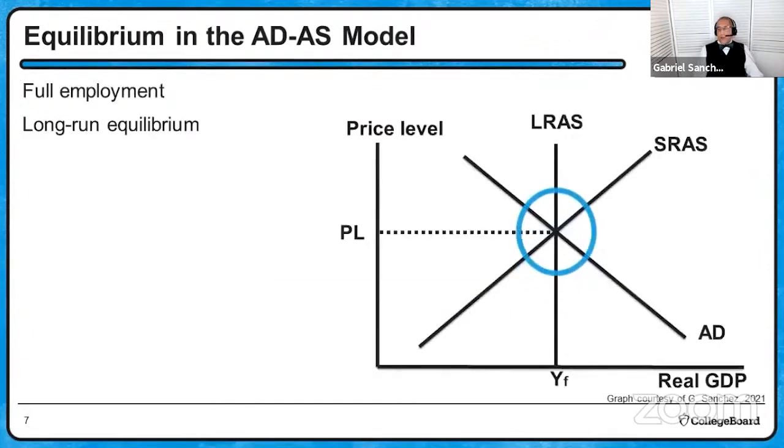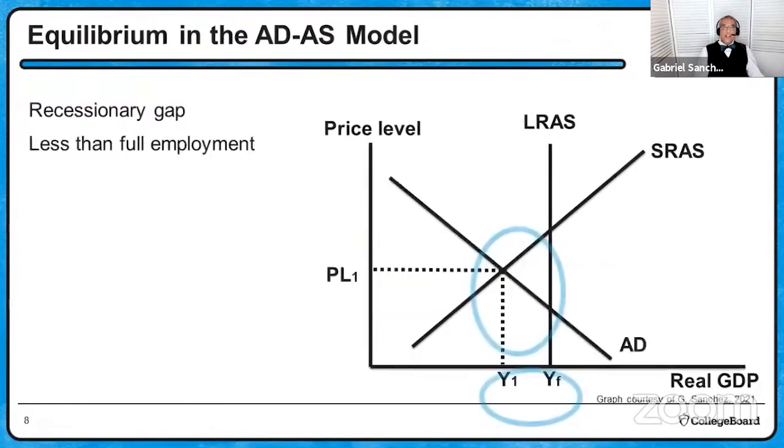And the first state that we'll look at is full employment, also known as long run equilibrium. As we can see here, this is where the short run, the long run, and aggregate demand all form an equilibrium. And you will see it in questions quite often referred to as either full employment, long run equilibrium, or they will use both terms, full employment, long run equilibrium.